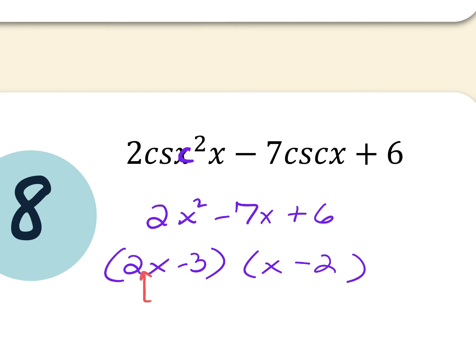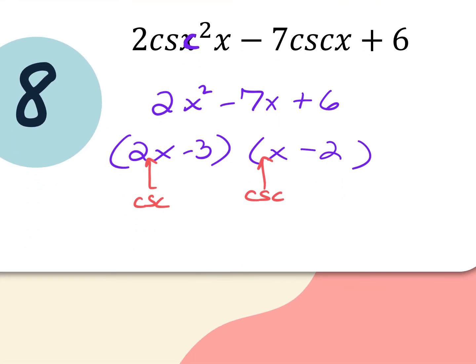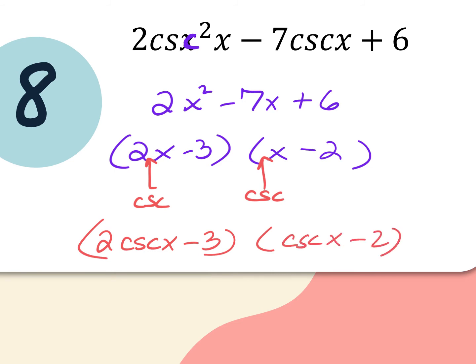Again, now squeeze back in the word cosecant right in between the 2 and the x. So this final answer would be 2 cosecant x minus 3 and cosecant x minus 2.